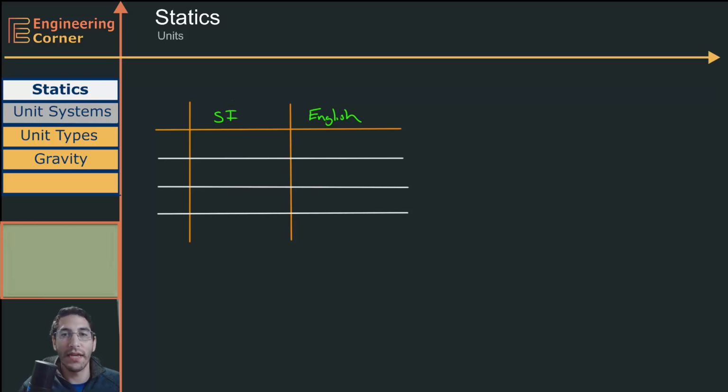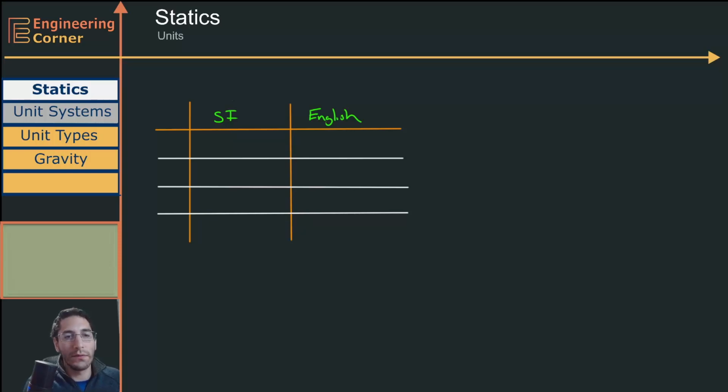Having a solid understanding of units is crucial in our study of mechanics and engineering in general. What units allow us to do is quantify different physical properties such as mass, length, force in a consistent and meaningful way.